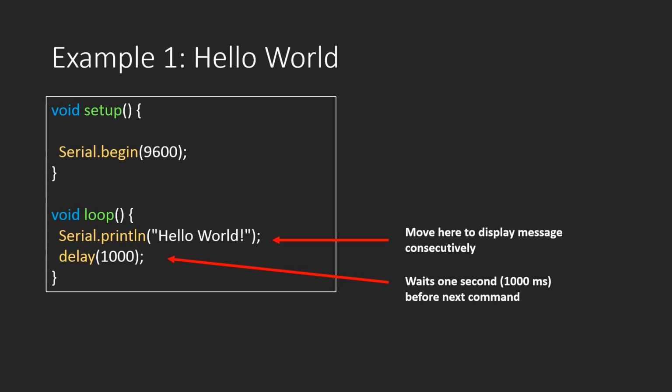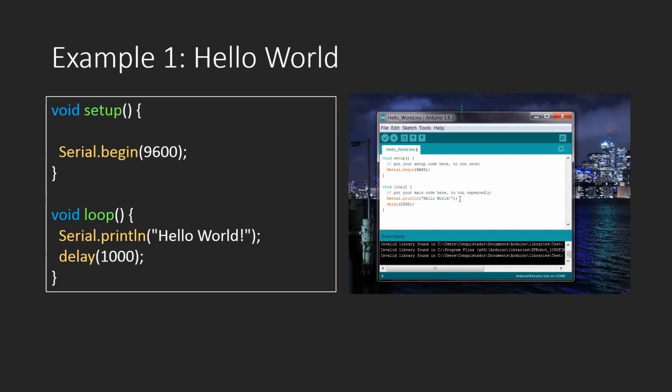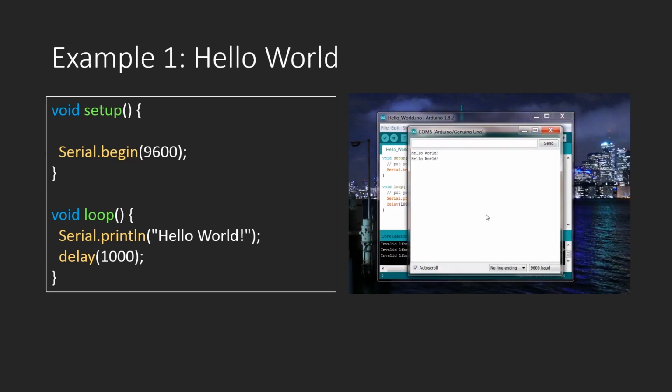Here, I am also including a delay of 1000 milliseconds, which is the equivalent of 1 second. Re-upload your code and see what happens. Open up the monitor again and you should see Hello World printed every second. So that concludes our basic example.